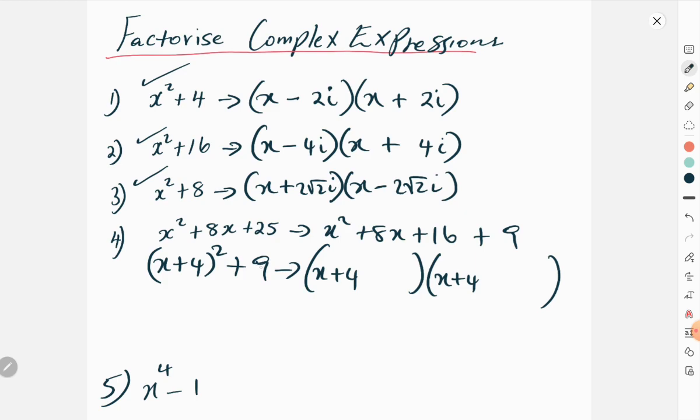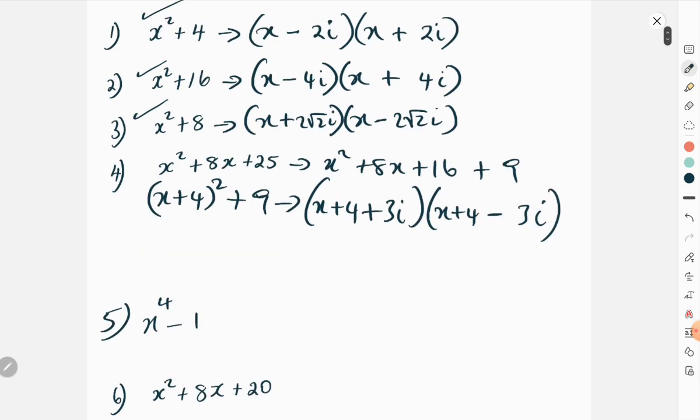So we find the square root of 9, which is of course 3. Then we have 3 over there, with plus and minus. But because it's the sum of two squares, not the difference, we are going to have some imaginary part in our factors. So this is how it is performed when you have the sum of two squares.